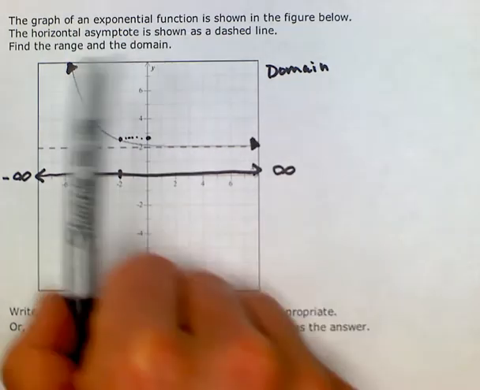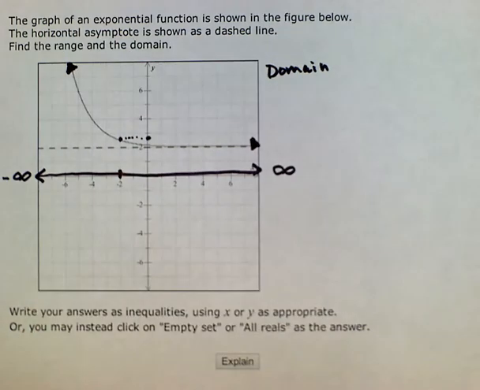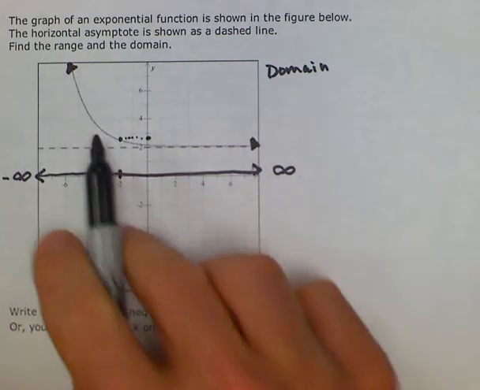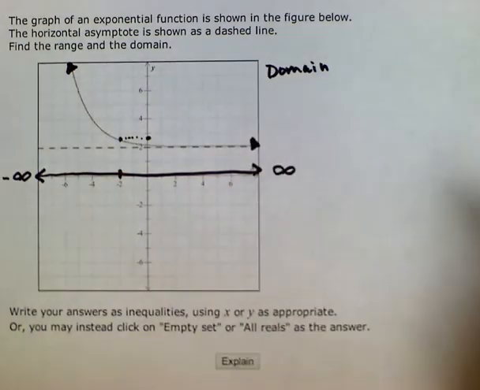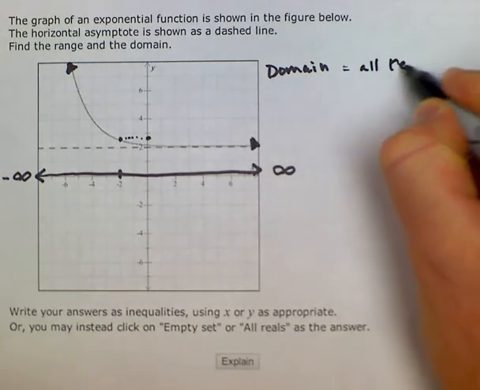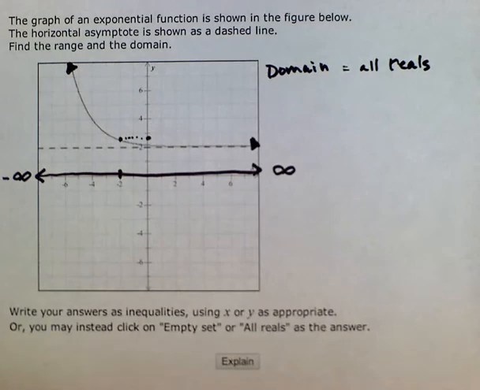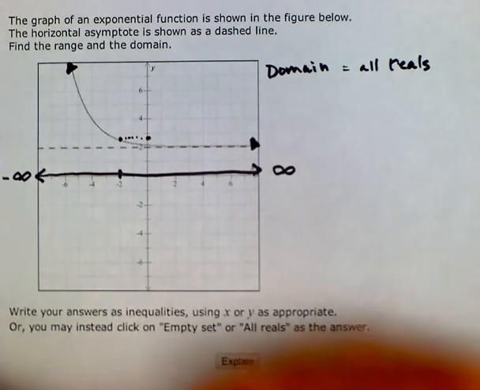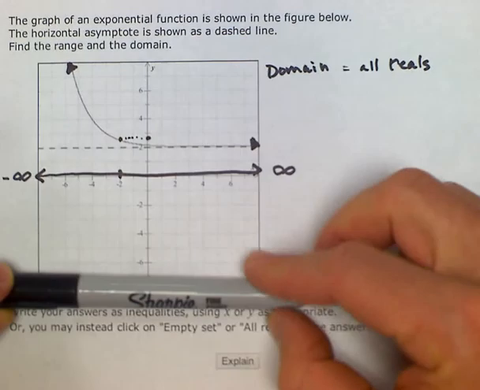So every single x value I can put into this function will have some corresponding y value. So my domain is all reals. All real numbers. Okay. However, when we are looking for our range we would use a horizontal line test.